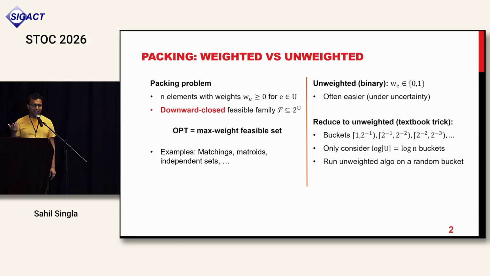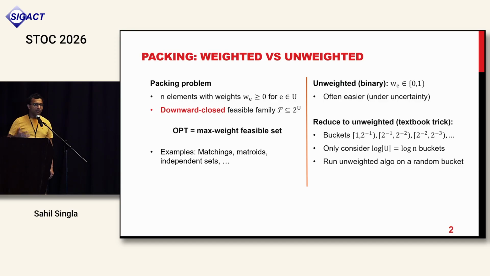Literally imagine all the weights are between 0 and 1. I'm just going to consider powers of 2: 1 to half, half to 1 quarter, 1 quarter to 1/8, and so on. There are only roughly log n buckets I need to consider, because any weight which is smaller than 1 over poly n, I can just ignore. It contributes very little to my value.